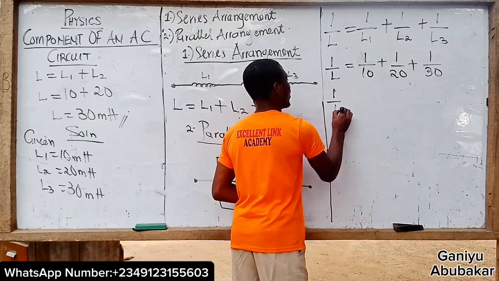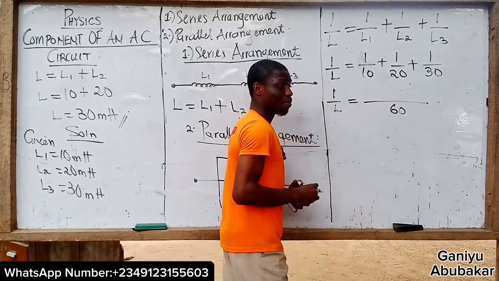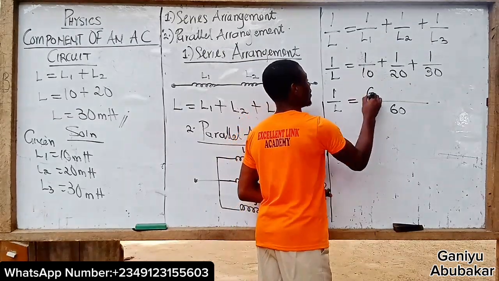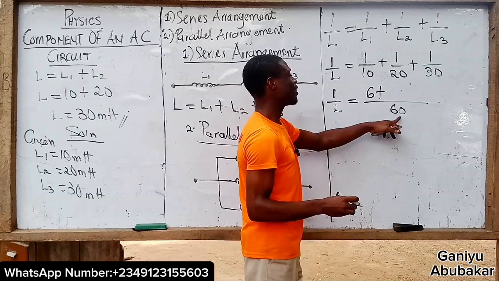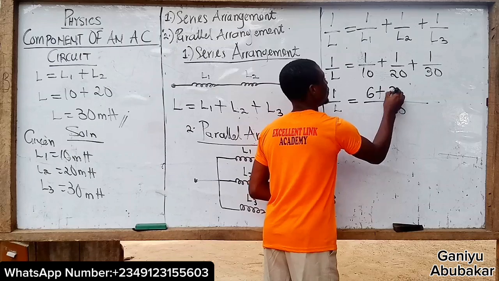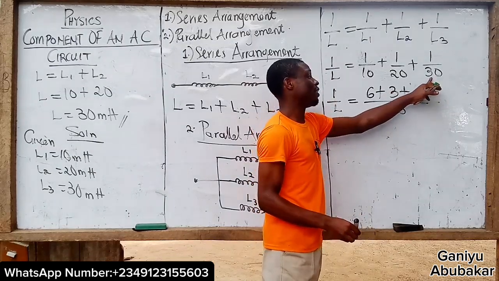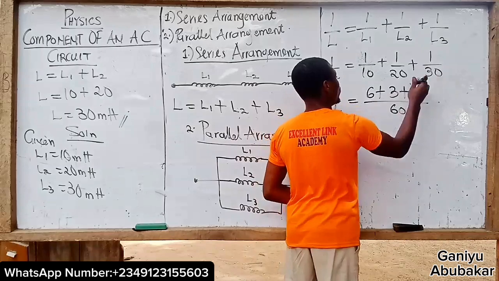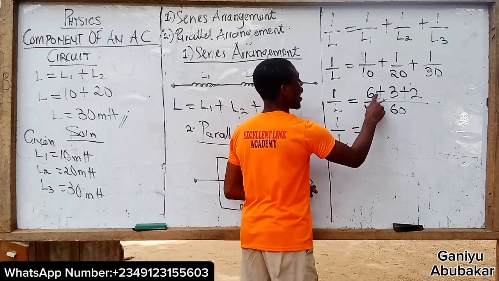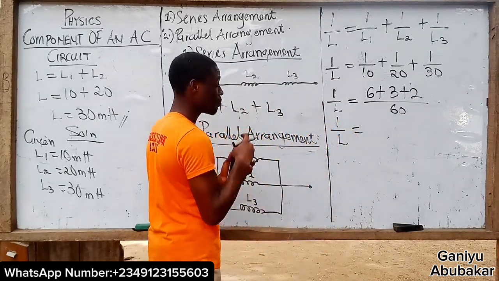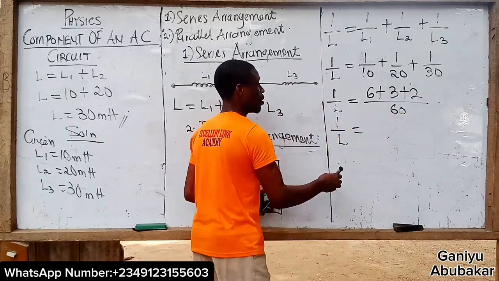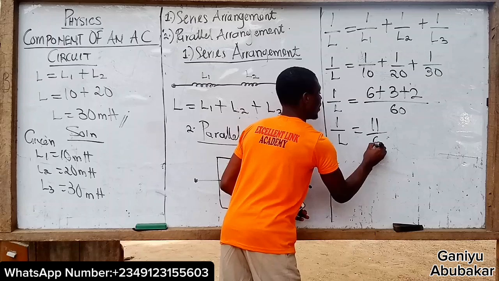So from here, 1 over L is equal to, with 60 as my LCM, 60 divided by 10 gives 6, 6 times 1 gives 6. Put your plus sign down here. Divide 60 by 20, that's 3, 3 times 1 gives 3, plus 60 divided by 30, that will give 2, 2 times 1 gives 2. Add my numerators and drop the denominator down. 1 over L is equal to 6 plus 3 plus 2, that's 11. So I'll have 11 all over 60.